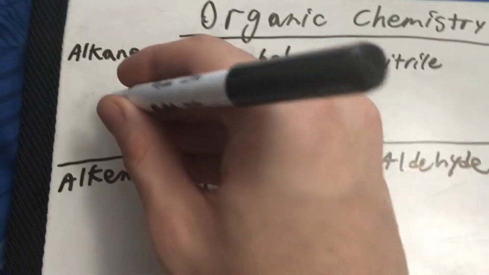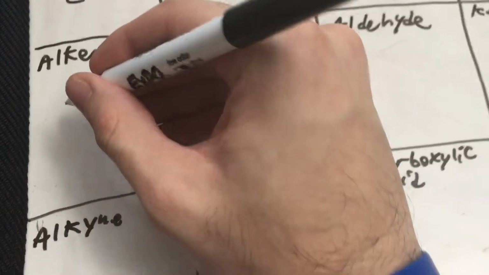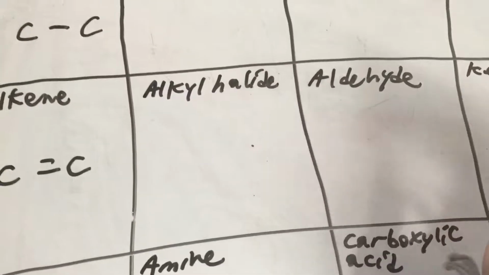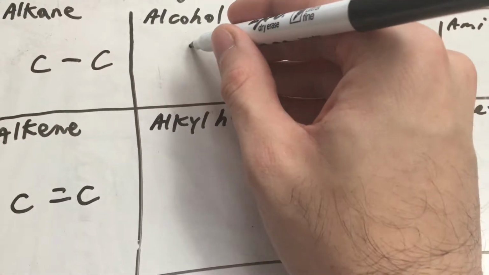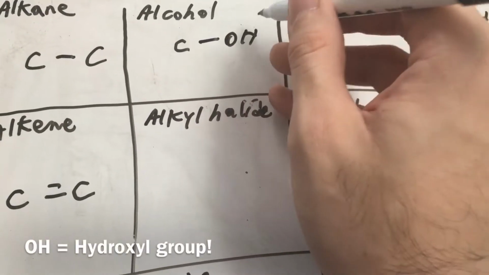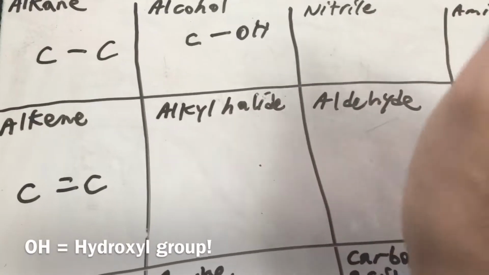Alkanes is basically just carbon single bonded to another carbon. Alkenes, carbon double bonded to another carbon. And alkynes are carbon triple bonded to another carbon. Alcohol is pretty simple. It's a carbon bound to an OH group. If you see an OH bound to a carbon, think it's alcohol.